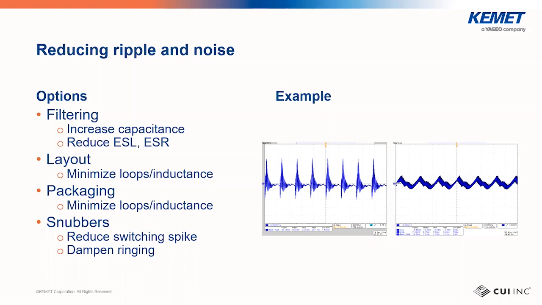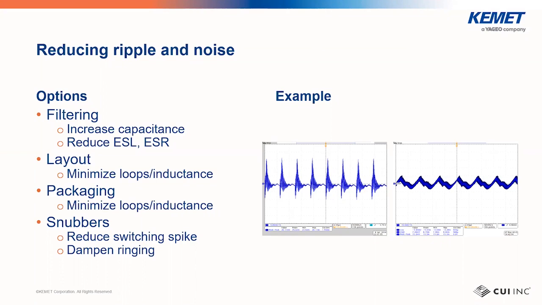This could also be reduced by switching components, such as MOSFETs, to a different package with a lower inductance. Switching from a TO220, for example, with long leads to a leadless DFN package would reduce the added inductance that package leads contribute. You can also try and attack the noise at the source by adding snubbers or clamps to the switch node to reduce the switching spike and reduce oscillations.